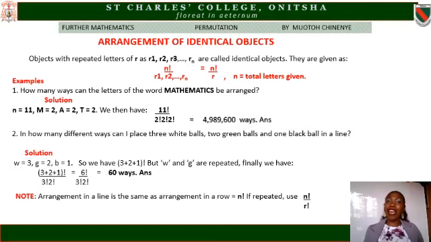Example 2. In how many different ways can I place 3 white balls, 2 green balls, and 1 black ball in a line? Remember, I told you earlier that a line is the same as a row, which is the same as a bench. So when arrangements are placed on a row or a line, our white balls are 3, our green balls are 2, and our black ball is 1. So when you add them together, we have 3 plus 2 plus 1 to give us 6 factorial. We divide the 6 factorial by 3 factorial and 2 factorial because there are repeated colors of the ball, like white and green. And when you simplify, you will have 60 ways.